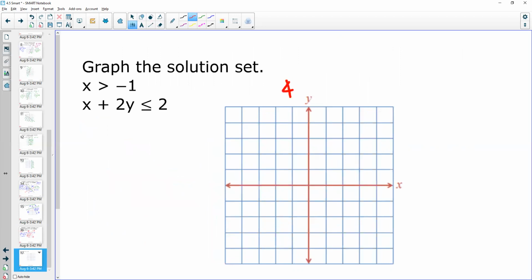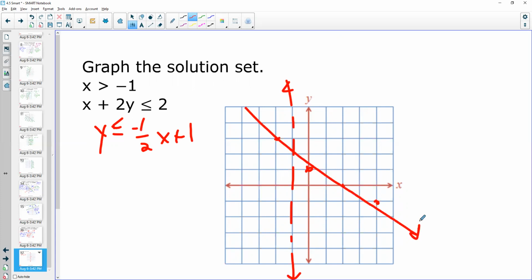Vertical line at x is negative 1. This one is a vertical dashed line. Okay. This one is y is less than or equal to negative half x plus 1. So y-intercept at 1, down 1 over 2, down 1 over 2. There's my second line. And here's the thing to remember. The vertical line is x is greater than negative 1. Those are all answers here to the right.